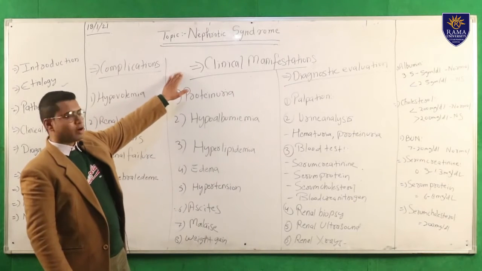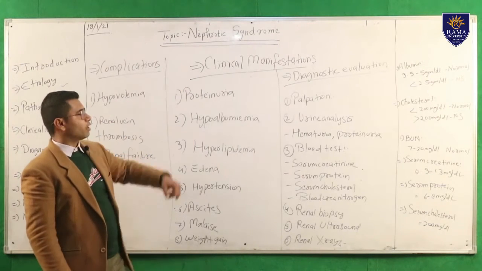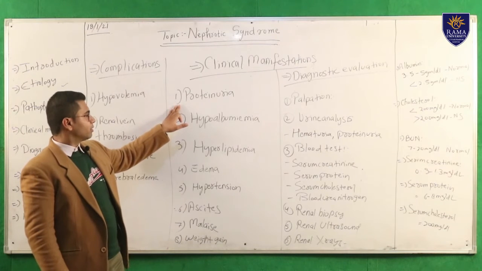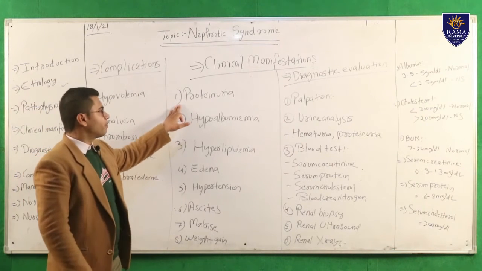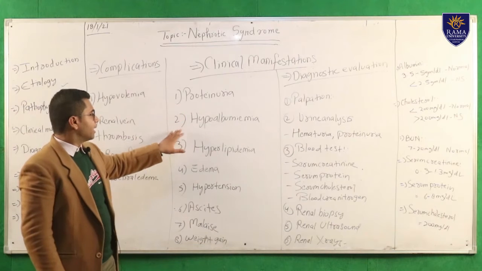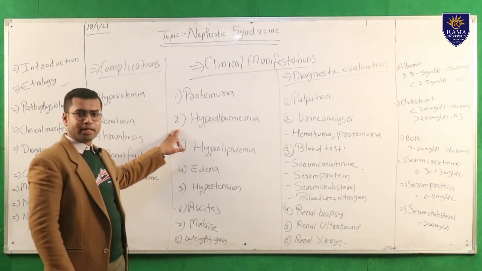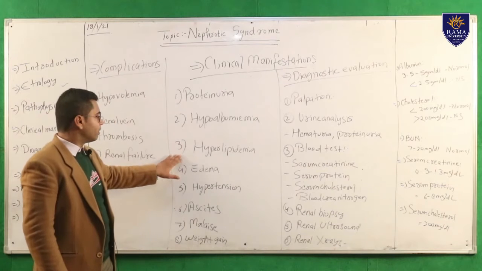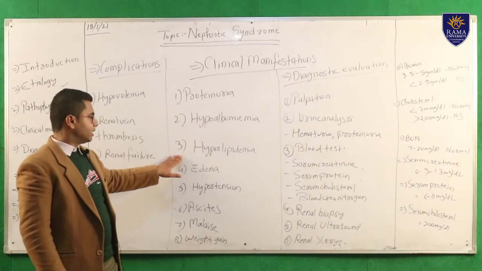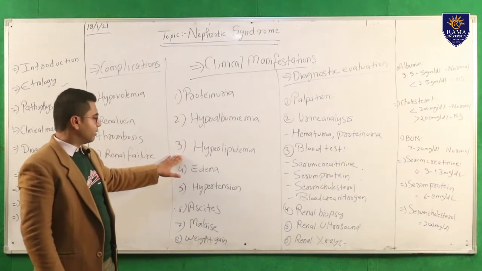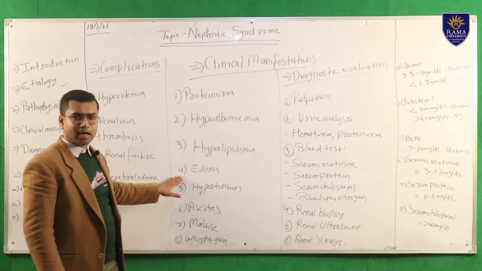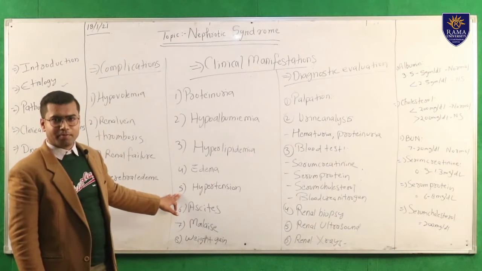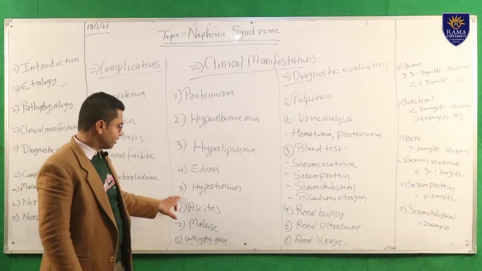So now we will see the clinical manifestations of nephrotic syndrome. First one is proteinuria, meaning there will be presence of protein in the urine. Next one is hypoalbuminemia, meaning low level of blood albumin. Then there will be hyperlipidemia, meaning high level of blood lipids. Then there will be edema, meaning generalized swelling in the body. Then there can be hypertension, increased blood pressure.